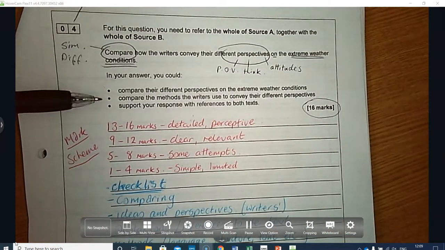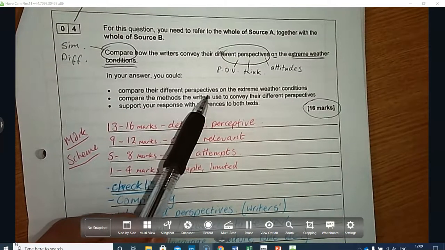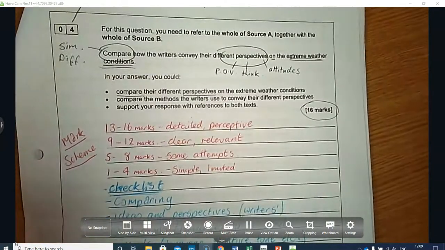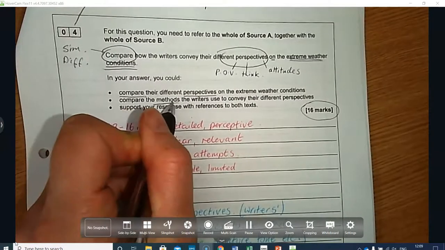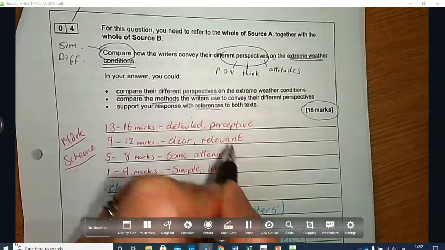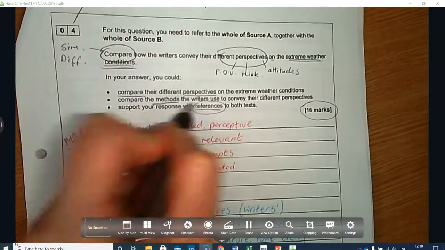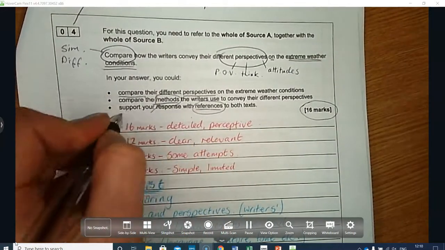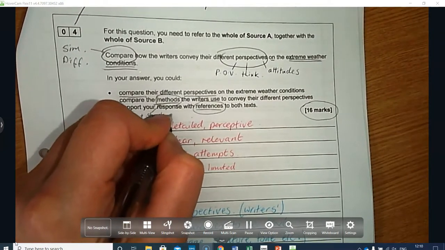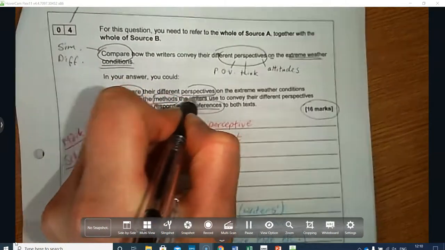Now you do always get these bullet points here that help you to focus on what you need to do. Compare the different perspectives is a reminder that we need to compare, and we need to write about points of view. Compare the methods, and we'll look at that in a sec, and then support your response with references to the text. So it's giving you that reminder of the key things here: quotes, methods, and by methods we mean language techniques, and if you want, you don't have to, structure techniques, and it's reminding us that we've got to compare points of view.